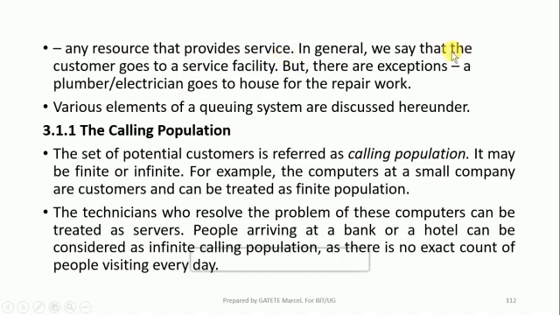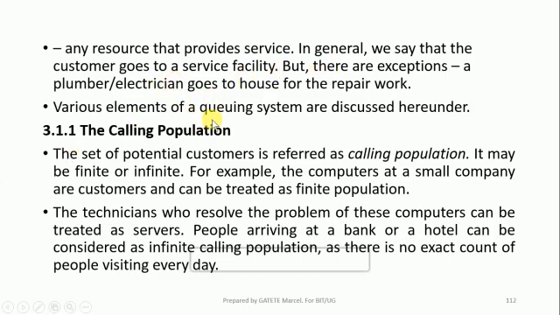In general, we say that the customer goes to a service facility. This is the normal way. But there may be some exceptions where a server will go to the customer to give him or her service. For example, a plumber or an electrician will come to your home to give you service. So you are the customer, and he is the server.